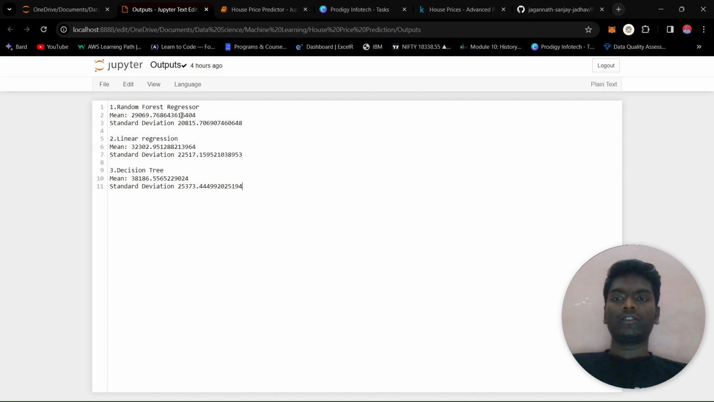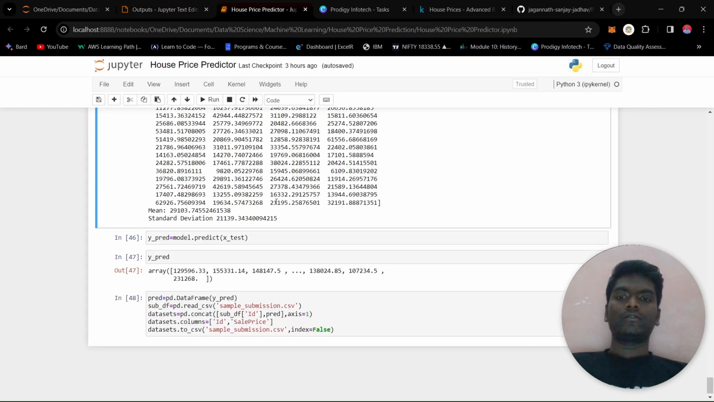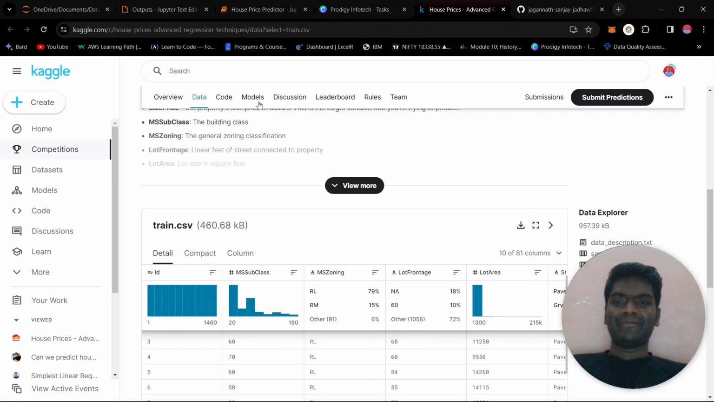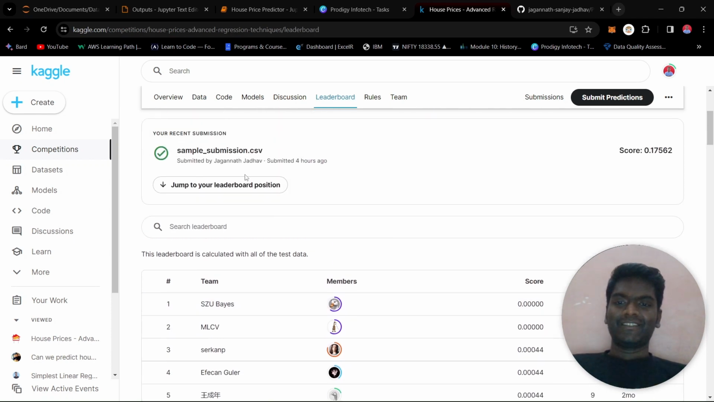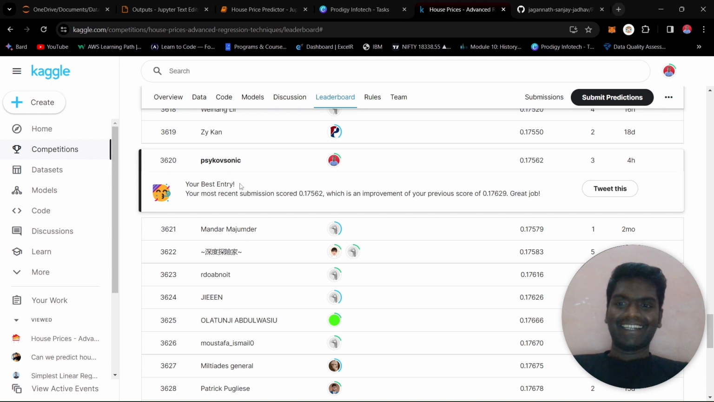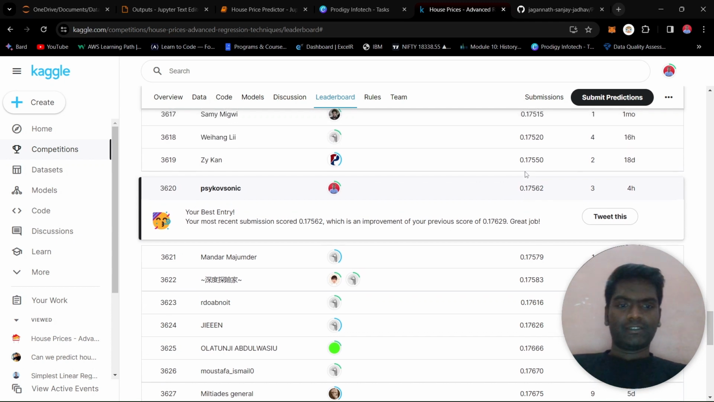So random forest regressor was the winner, and hence I pulled out the test data set. I predicted the test data set, created a CSV file, and voila, I submitted it on Kaggle, and that was my first machine learning project. I was very bothered about the ranking. And here we can see 3620, not bad on our first try.